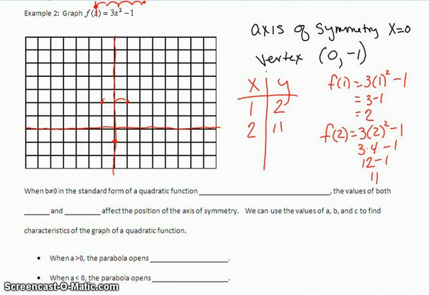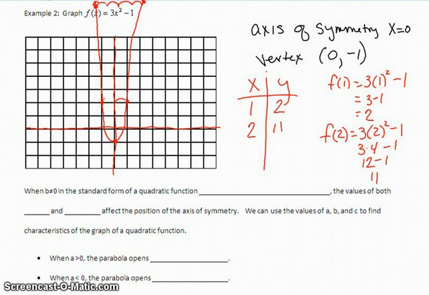So here we're going to connect our points and sketch the curve of our parabola in. Hope you did well with that. Sketching them, it's really quite simple.